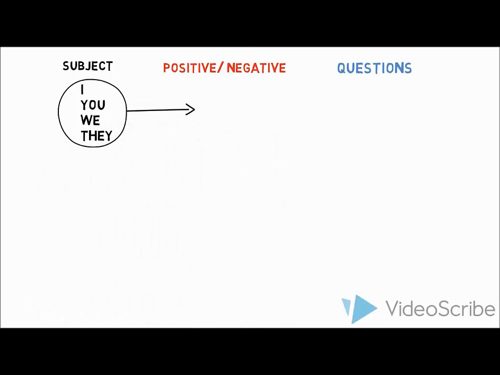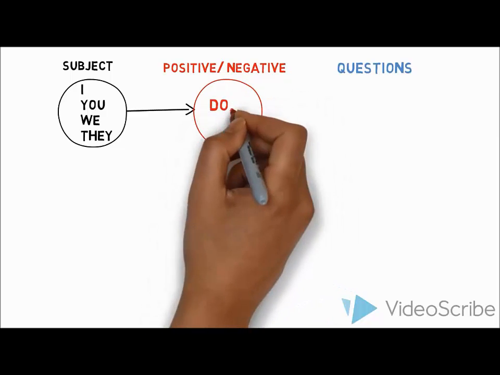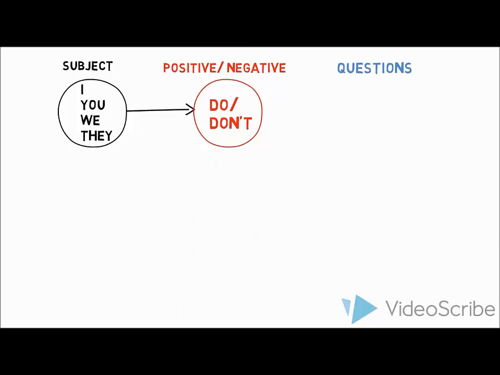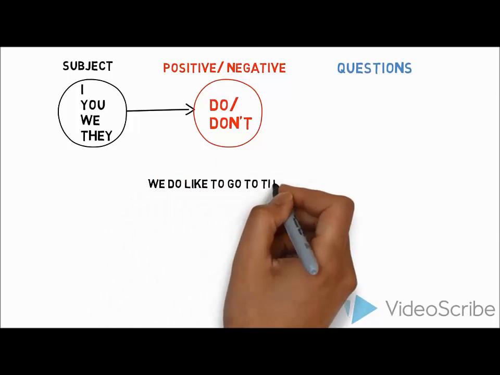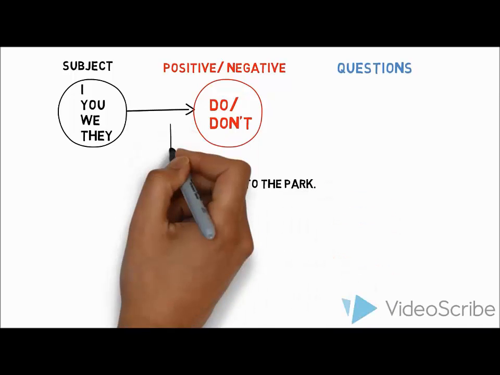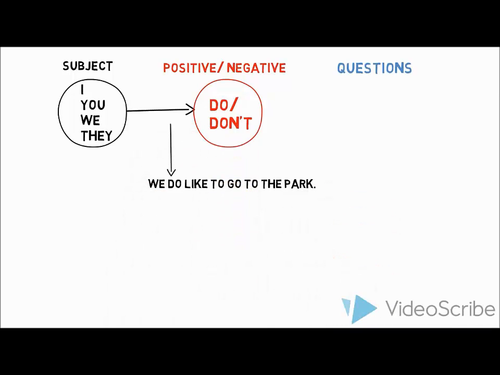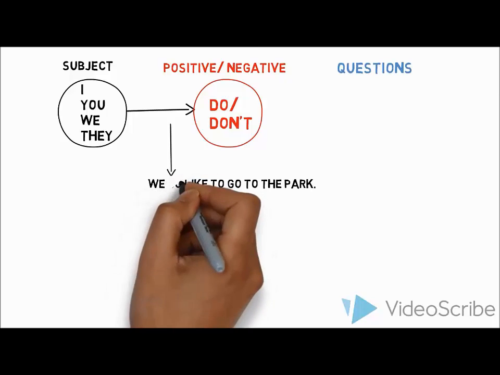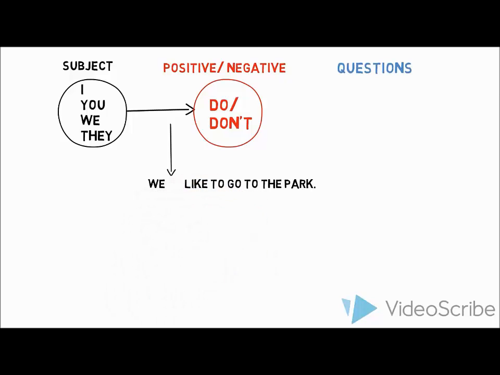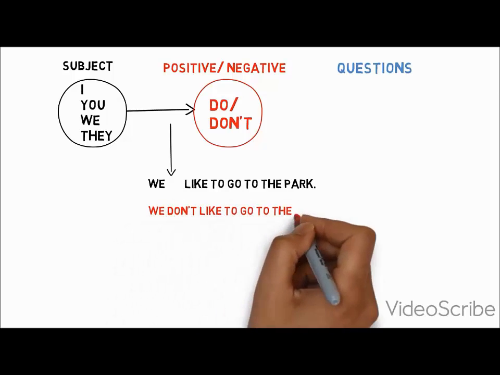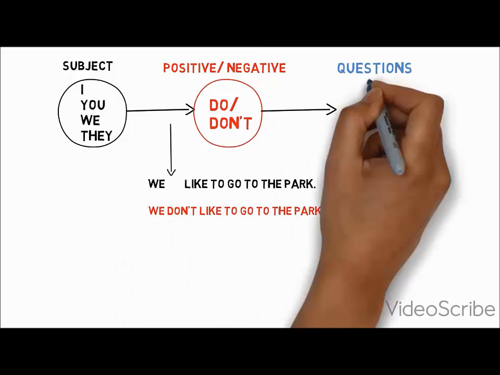If we're making a positive sentence, we use do, and the negative don't. Let me give you an example. We do like to go to the park. The only thing here is we don't write the auxiliary do because it's usually taken out, so instead we say we like to go to the park. An example of a negative sentence is we don't like to go to the park.